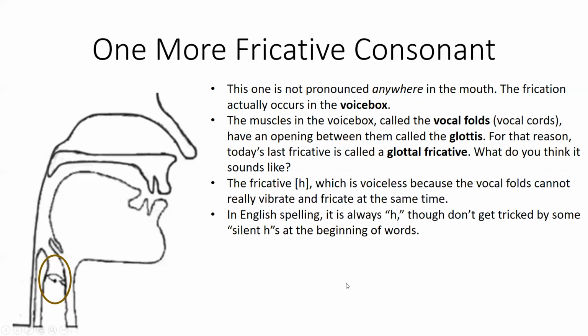So if we have an H sound, we always write an H. But there are, of course, silent H's that we don't say. So honor, herbivore, honesty. If you were asked for the first sound in those words, of course, you're going to transcribe the vowel sound, which we'll talk about in our next class.